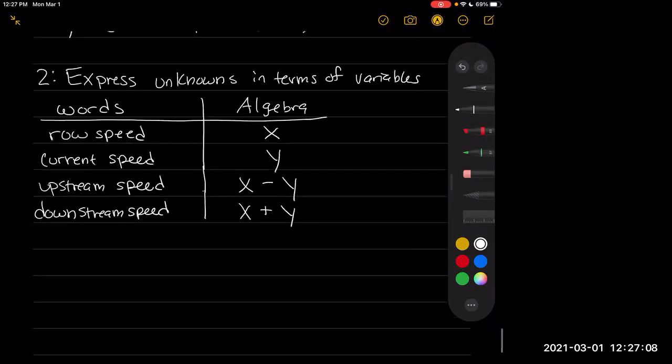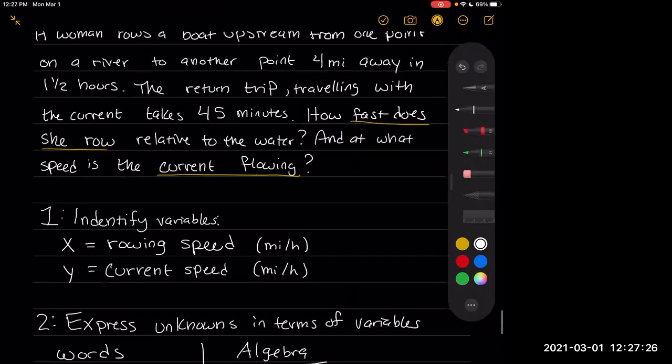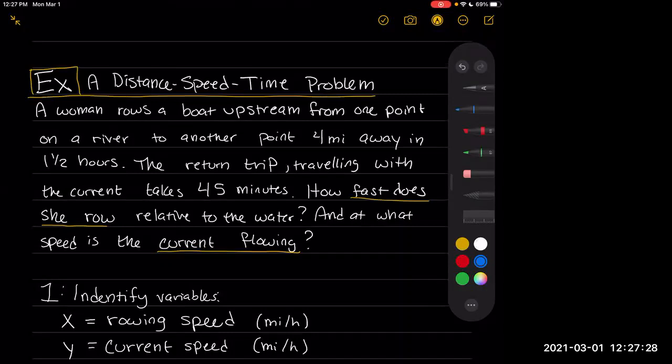So now we need to set up our system. I forgot which number was set up system. It's still within number 2. So we're going to set up the system. It tells us up here that our distance is 4 miles. And 1.5, that's upstream, versus 45 minutes, that's downstream.